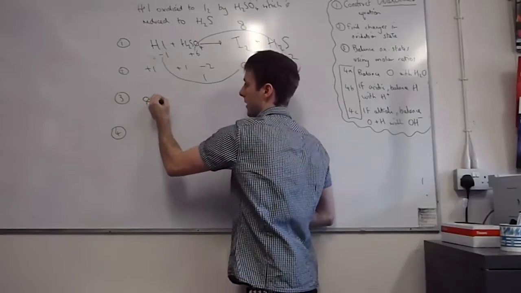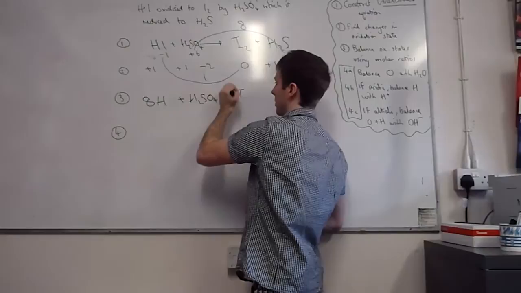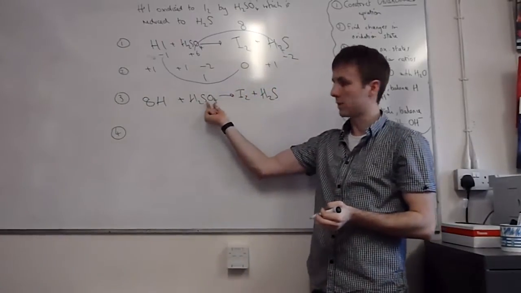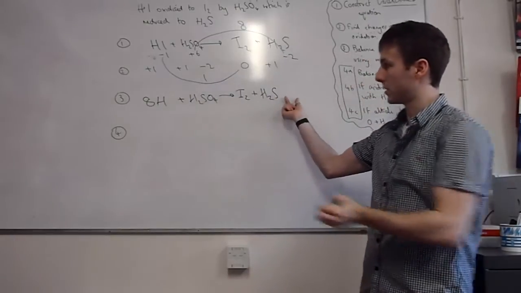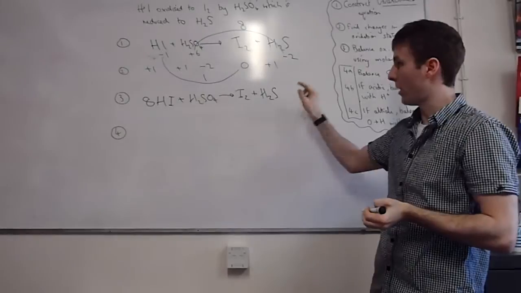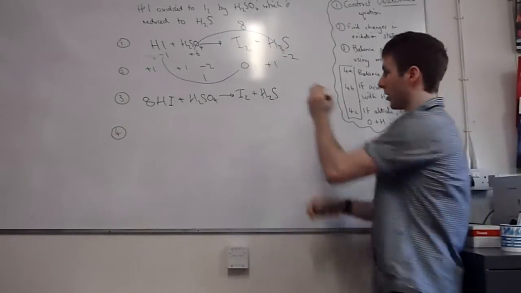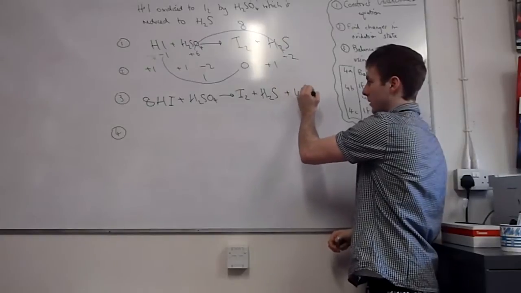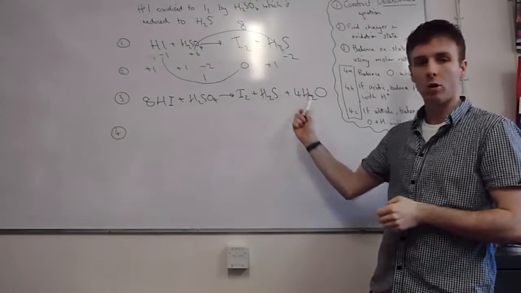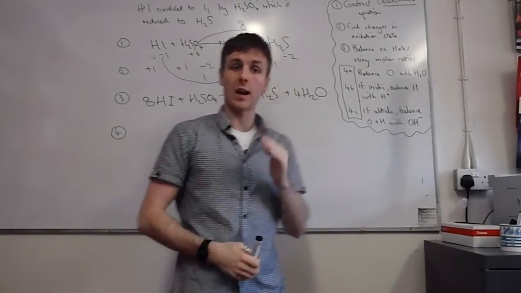So 8HI plus H2SO4 goes to I2 plus H2S. 4 oxygens on that side, 0 oxygens on this side, therefore this side needs 4 more oxygens, so I add 4 H2Os. Okay? Also, as part of step 4, you may have to add hydrogens, H pluses, to one side to balance out the hydrogens.